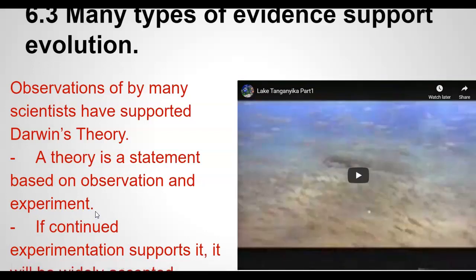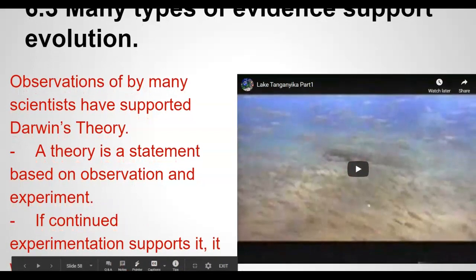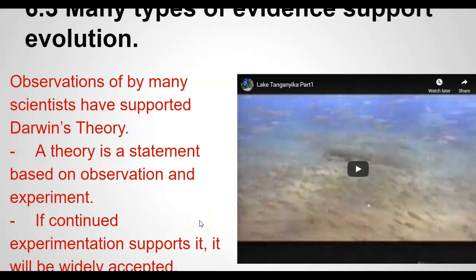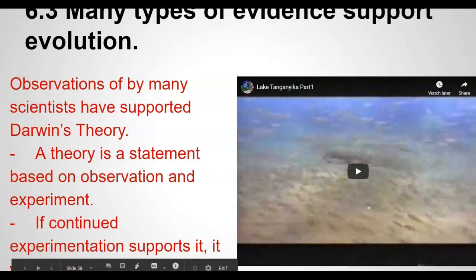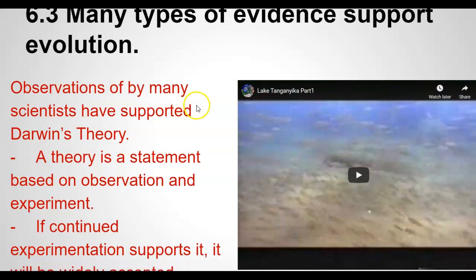So there's lots of things out there that support evolution. Darwin's theory is backed by all these observations based on fossils and on observations of how organisms survive in their environment. If you come up with a hypothesis and you run your experiment and you have proof, it can become a theory. If that theory is proven over and over again, that's when it becomes accepted. If it's proven and proven and proven, then that theory could become a scientific law, like the law of gravity.